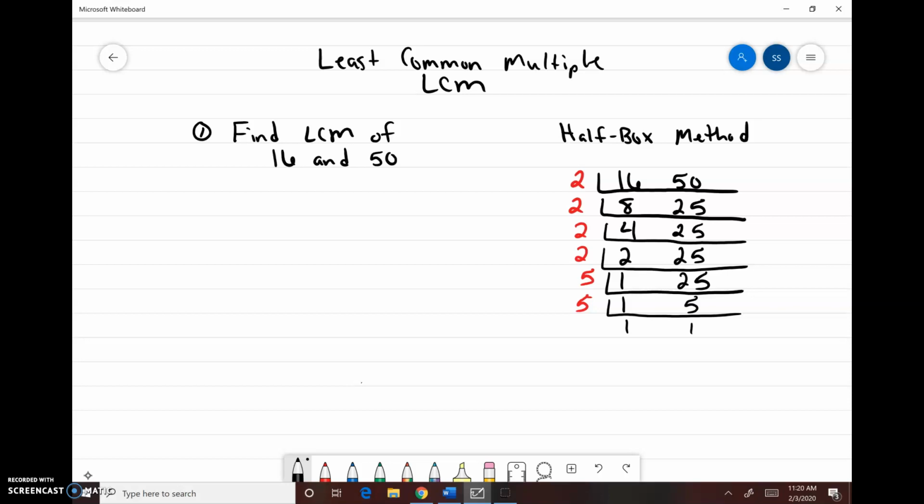So how do I find the LCM? Once we get both of our 1s, our LCM comes from taking these numbers out in front of our half boxes, and we multiply them together. So that is 4 2s, or 2 to the 4th power, and 2 5s, or 5 squared. 2 to the 4th power is 16. 5 squared is 25. And 16 times 25 is 400. So my LCM, my least common multiple of 16 and 50, is 400.